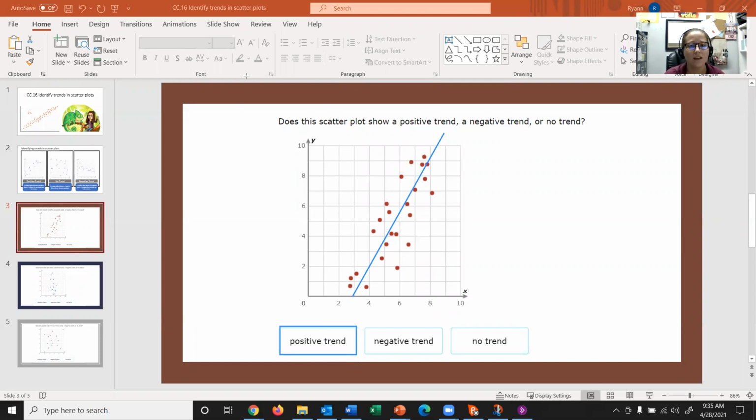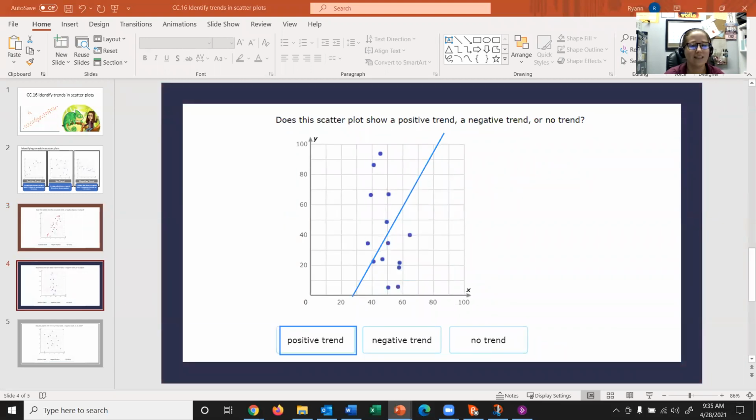Okay, let's take a look at another one. Now this one looks a little bit, and let me clear this, this one looks almost like a straight line. Does this scatter plot show a positive trend, a negative trend, or is there no trend in the data? Well, looking at X, we can see that X is increasing, even if it's just slightly. It's probably going from about 30 to about 70. We can see that the data is increasing. But then what about the y-axis?